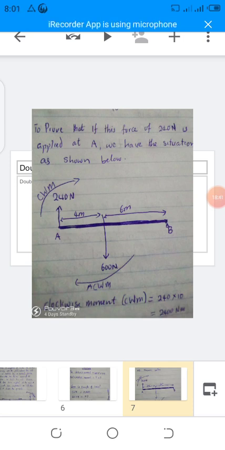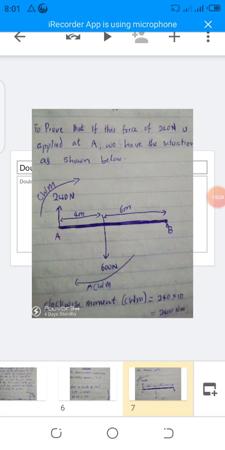Now if you take moment now at A, don't forget our support will now be at B, because you are lifting the object up at A. The support will be at B now. So the clockwise moment now will be the force that we assume we apply at A to lift the object upward.